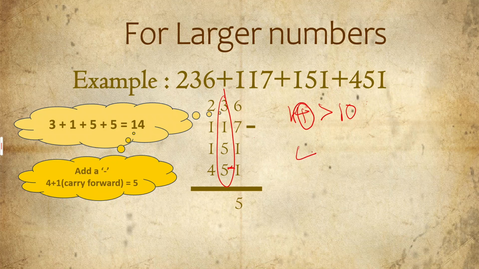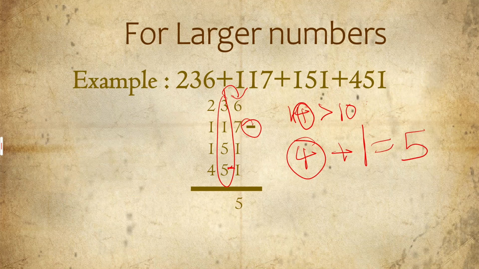Then we have the remaining digit 4, that is the ones digit. But let's check the previous column once. The previous column has a dash, so we're going to be adding that 1 because it is the carry forward. And that's when we get 5, which is what we're going to be writing down over here.